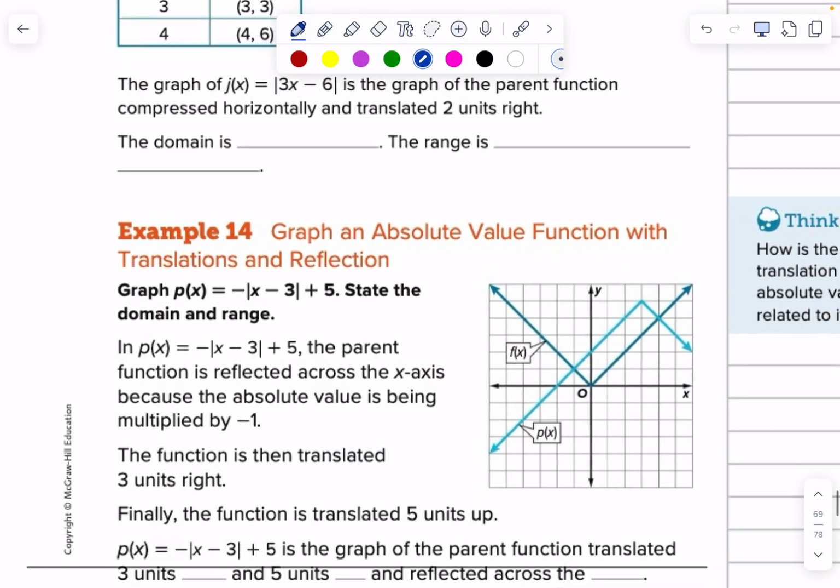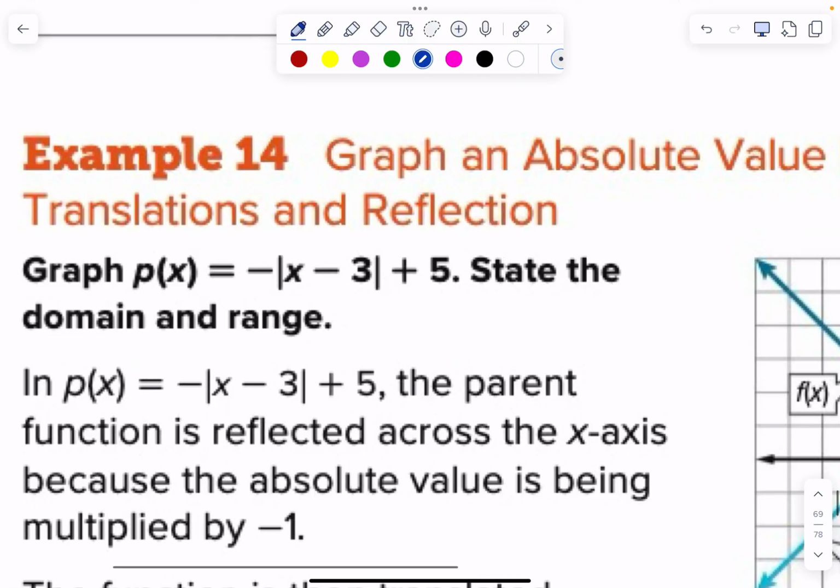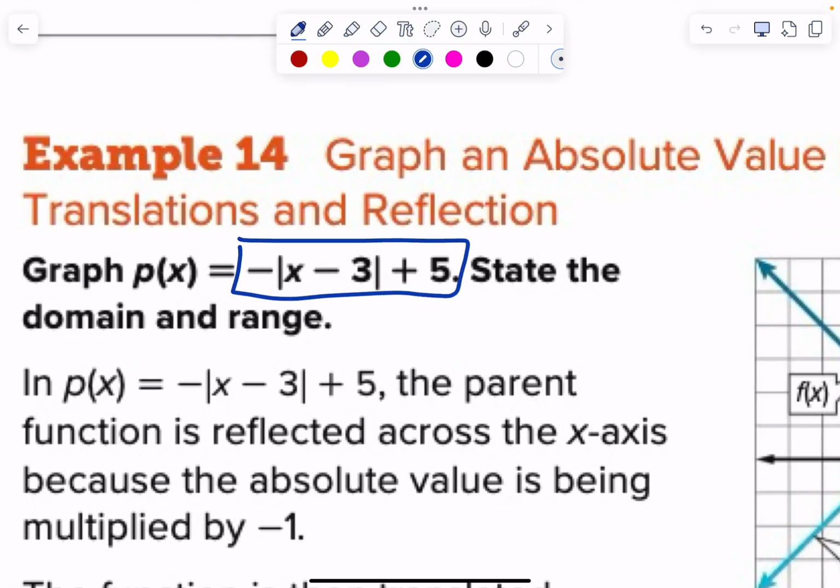Okay? All right, 14. We're almost to the end. We'll skip 15, but we'll go 14. This is the last one. How many things are happening? Looks like there's 5, but there's only 3. This negative, this minus 3, and this plus 5. So 1, 2, 3.